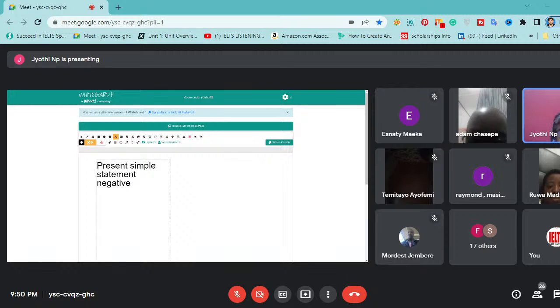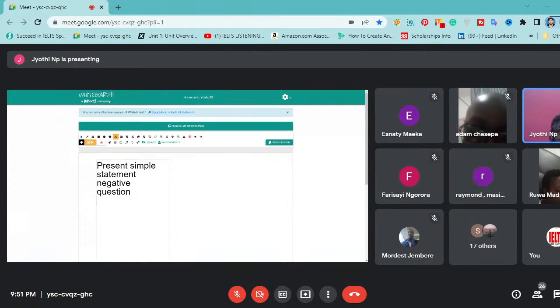Thank you. Okay. So you can use it as a statement, as a negative by using not, and then as a question. First of all, let us see what is the structure, what is the formula we can use to make it a present simple tense. In a present simple tense, the statement is subject plus verb and then the remaining part of the sentence. RP means here the remaining part of the sentence.